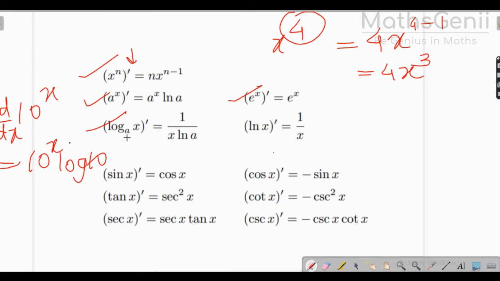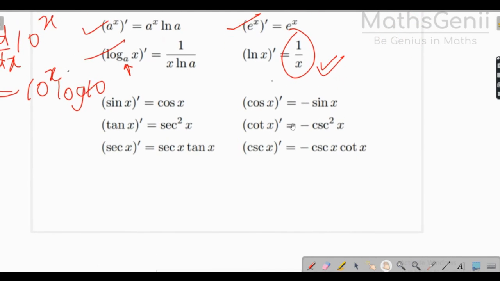Log of x to the base a generally does not appear, but if it does, it's the same as ln of x. We use this formula when nothing is given in the base, if we assume that it is going to be the natural logarithm, which is e. So 1 upon x is the commonly used formula. Unless they give something at the base, then only we are going to use this formula, but otherwise the commonly used formula is 1 upon x.